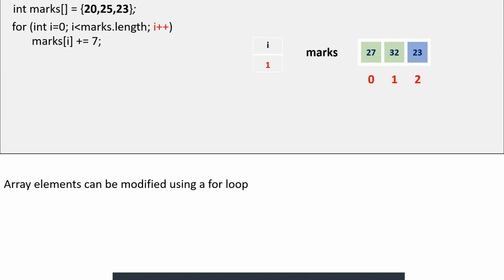Continuing further, i becomes 2. 2 is less than 3, so we go inside. We increment marks[2] by 7. marks[2] right now is 23, so 23 plus 7 becomes 30. We increment the value of the counter to 3. 3 less than 3 is false, and that is how the loop stops. So we can access the array elements using a for loop, and similarly, we can change the array elements using a for loop.